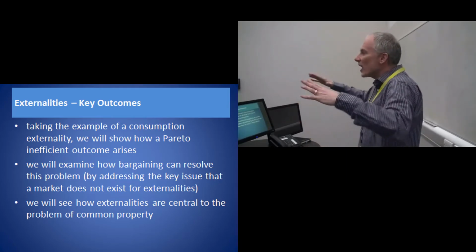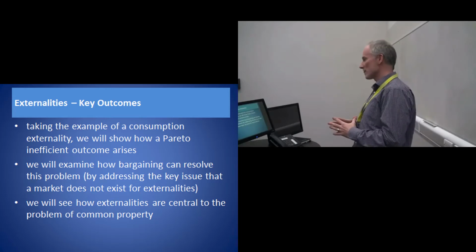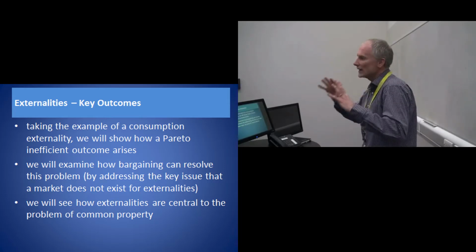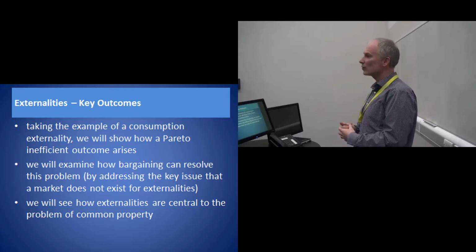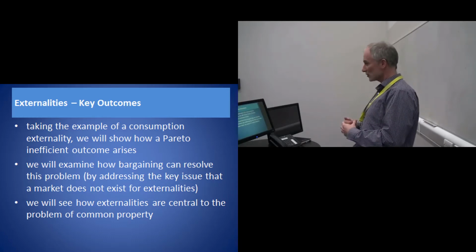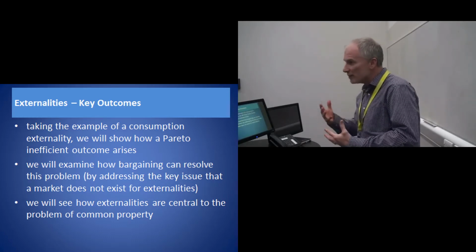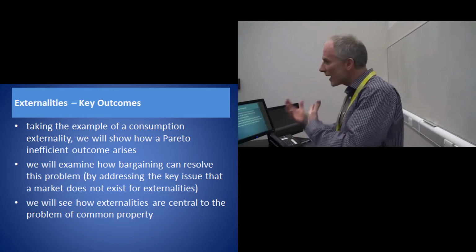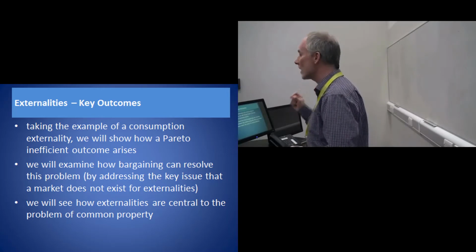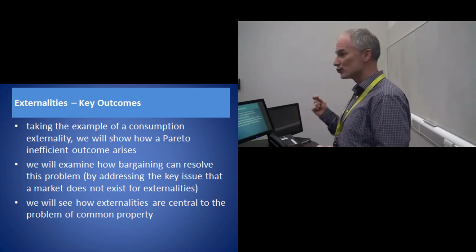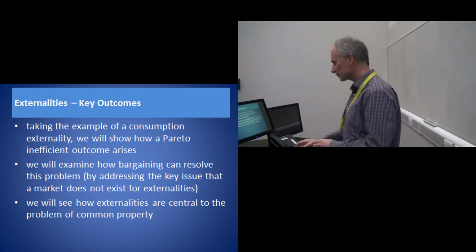So I said that the underlying feature of externalities was that no market existed. And if no market exists, the outcome that we'll get will be inefficient, Pareto inefficient. However, it's possible to mimic markets. And in doing so, if we mimic a market, if we allow bargaining to take place between individuals, we can overcome the inherent problems that arise with externalities.